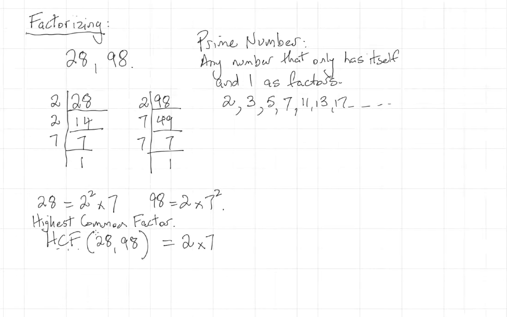And just scanning through, they are the only two factors. In this case, they're the only two we need to worry about. So the highest common factor of 28 and 98 is 2 times 7, which is just equal to 14.